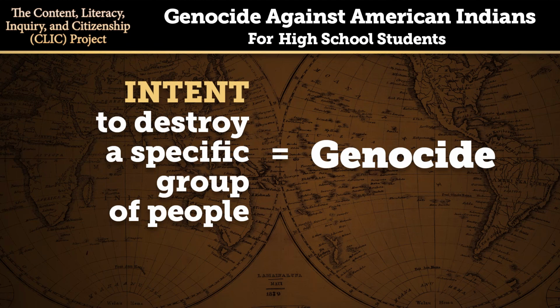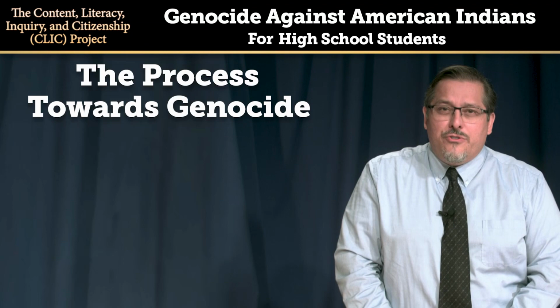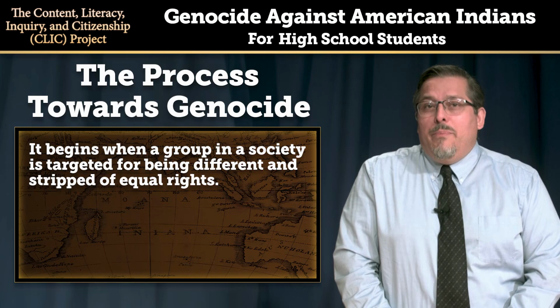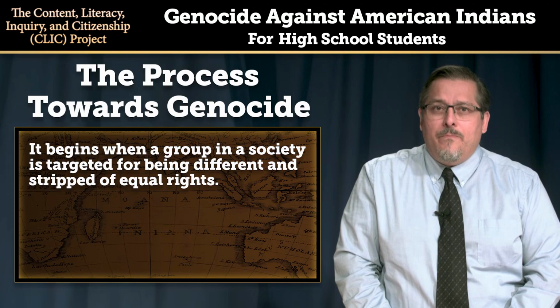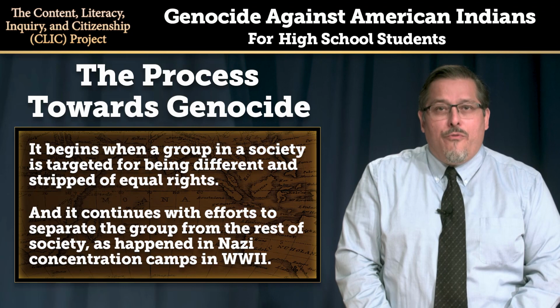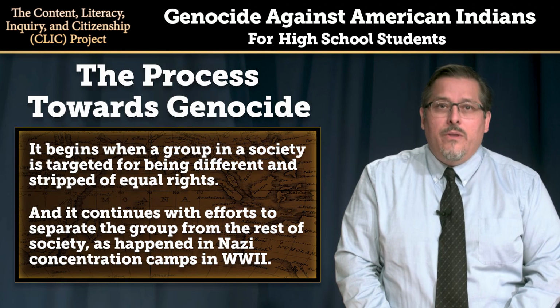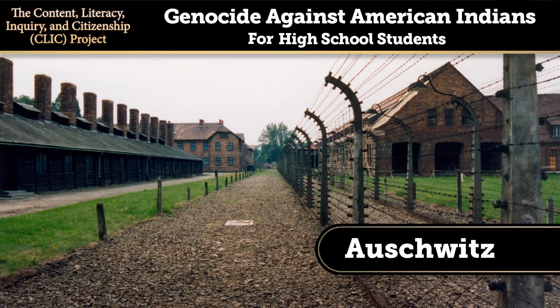It's important to study the history of a region in order to fully understand complex events like genocide. The process towards genocide begins when a group in a society is targeted for being different and stripped of equal rights. This process often continues with efforts to separate the group from the rest of society, as happened in Nazi concentration camps in World War II. One concentration and extermination camp, Auschwitz, is pictured here, with its barbed wire fences and buildings.